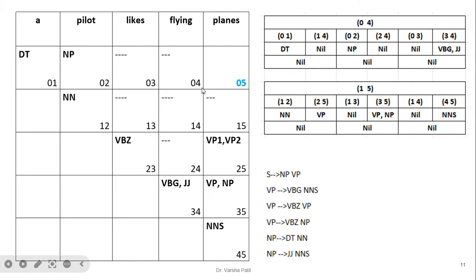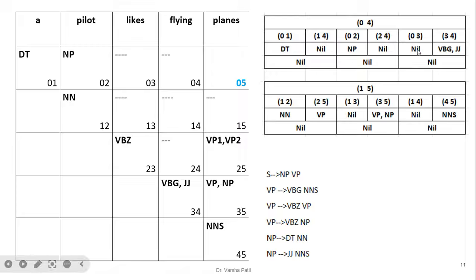Now the next diagonal, 0 4 and 1 5. Now for 0 4 and 1 5, three ways are there: 0 1 to 1 4, 0 2 to 2 4 and 0 3 to 3 4. That is, 0 4 we require to split into two parts. So three combinations are possible, and similarly we can split 1 5 into three possible combinations. After that we require to take the solution from the small sub problems we already calculated, and we are writing the answer.